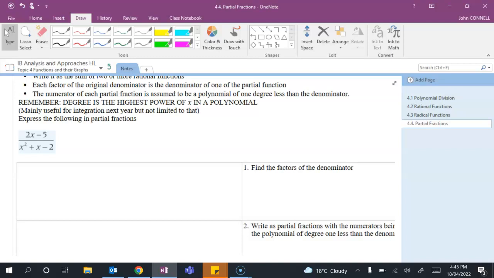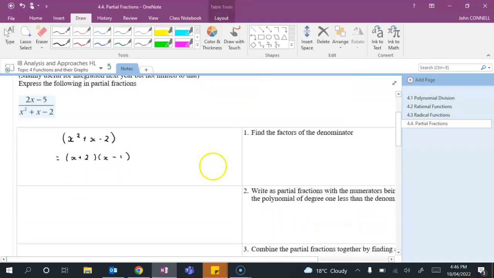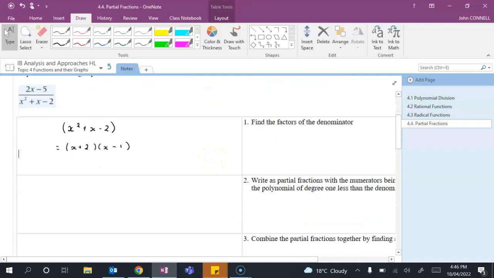So the first thing we do is we find the factors of the denominator. So x squared plus x take 2. I want to find the linear factors of that, so I've just got to factorize this quadratic. So minus 2, positive 1: factors of minus 2 that add to positive 1 are positive 2 and minus 1. So there are my two factors.